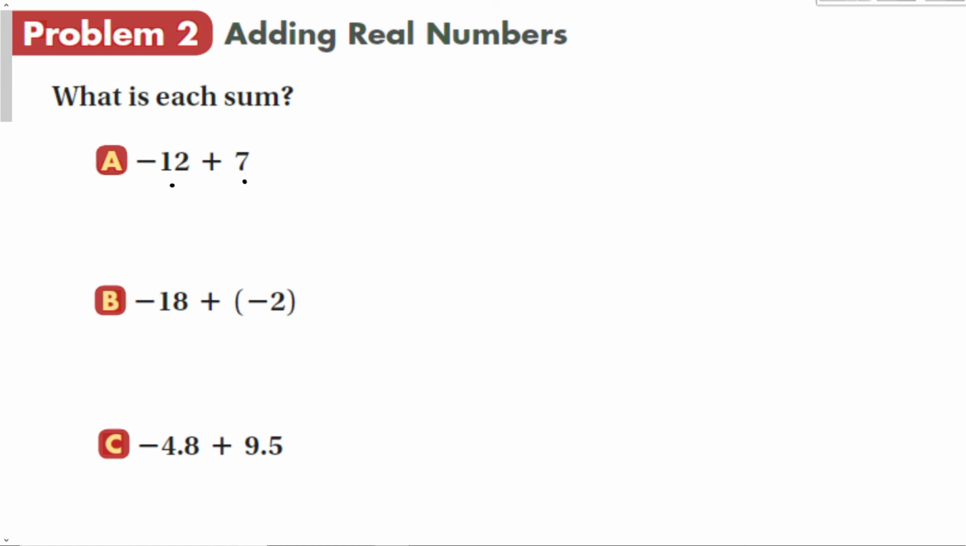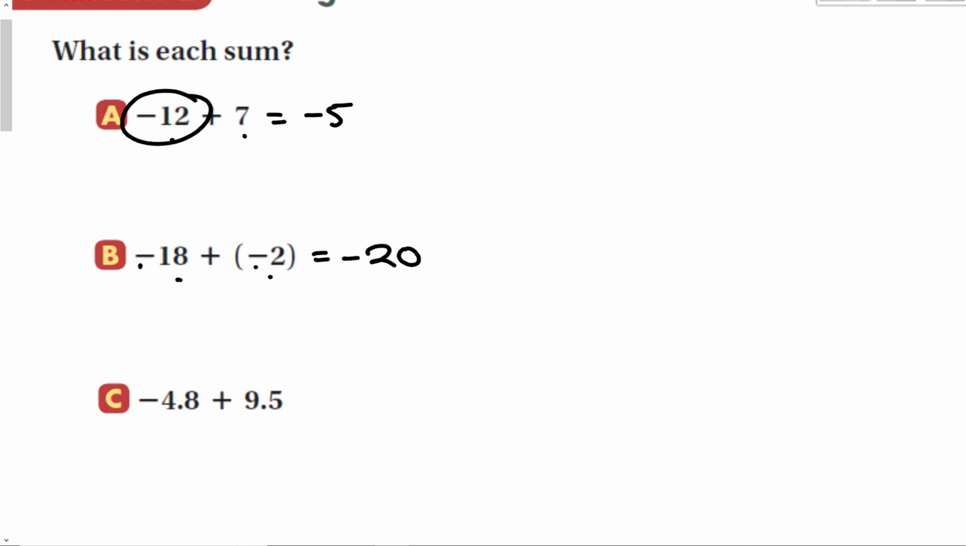Okay, these two, different signs. When I add them together, or sorry, I'm going to subtract them. So 12 minus 7 is 5. But my answer is going to have the same sign as the one with the bigger absolute value, so it's going to be negative 5. Those two have the same sign, so all I have to do is add them together to get 20, and then because they're both negative, my answer is going to be negative as well.